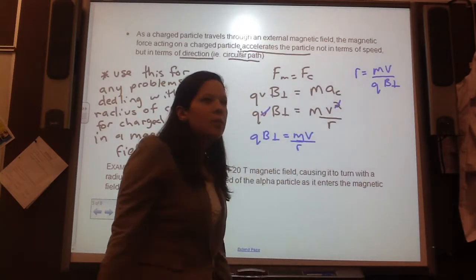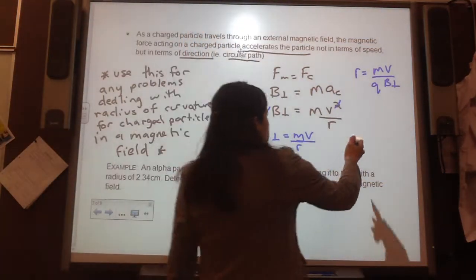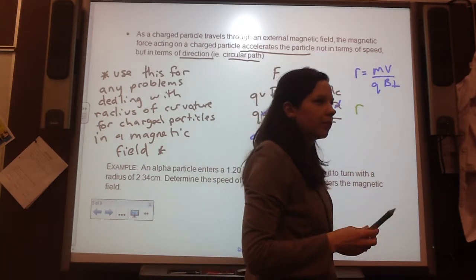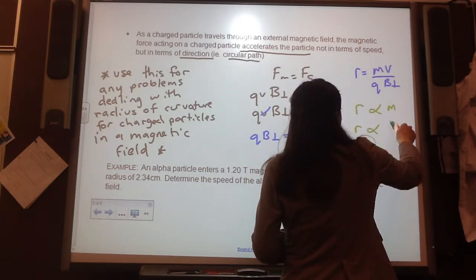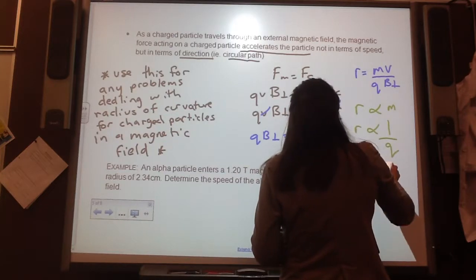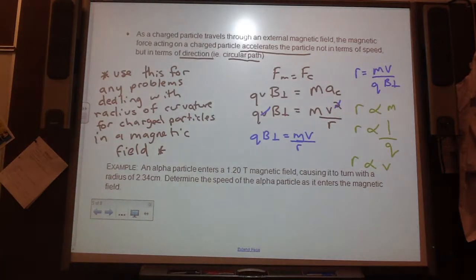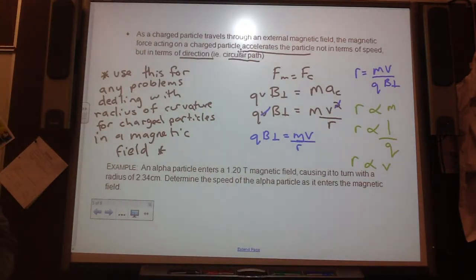So now let's make some observations about how R would be related to everything else. Is R inversely proportional or proportional to M? Okay, and to Q and to V. So if you were ever given a graph of R versus M or something, you can look and see what type of relationship it should be based on a formula like that, okay?